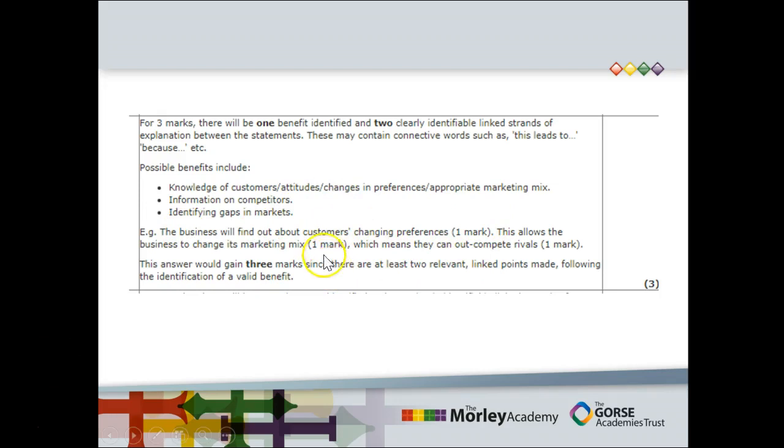the perfect answer: find out what the customers want, change the product or change the marketing mix, and then outcompete rivals as your final point, or you will sell more. My favourite answer to the market research question is: find out what they want, change the product, you will sell more, or you will increase revenue. Really common, typical type question, that one.